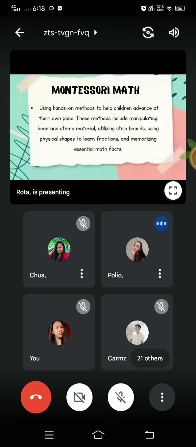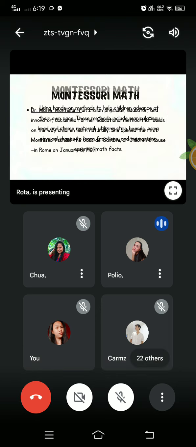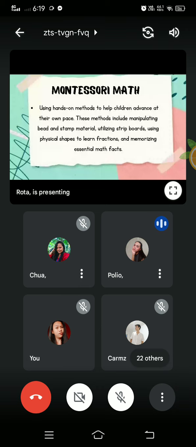Casa dei Bambini is the Italian words for children's house. She believed that children learn naturally. So she saw that children absorbed knowledge from their surroundings, essentially teaching themselves. Next slide, please.